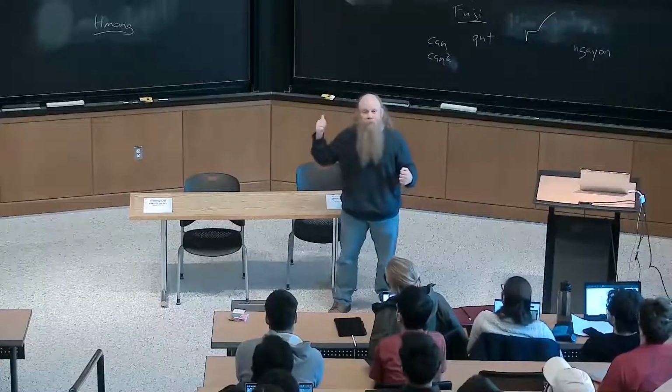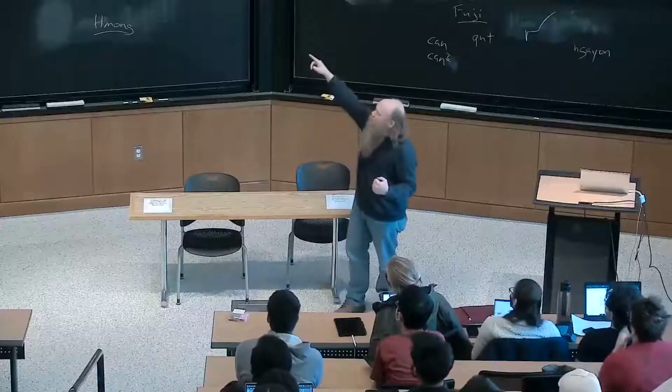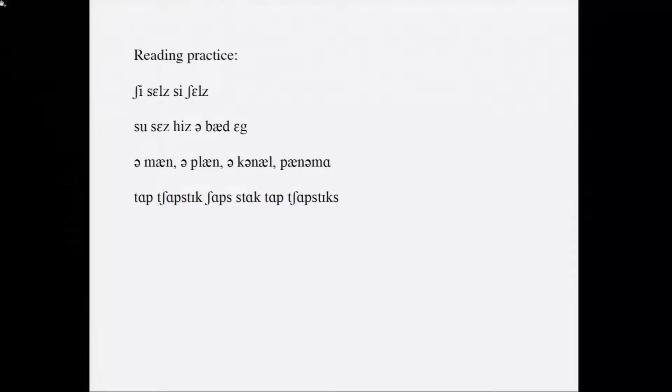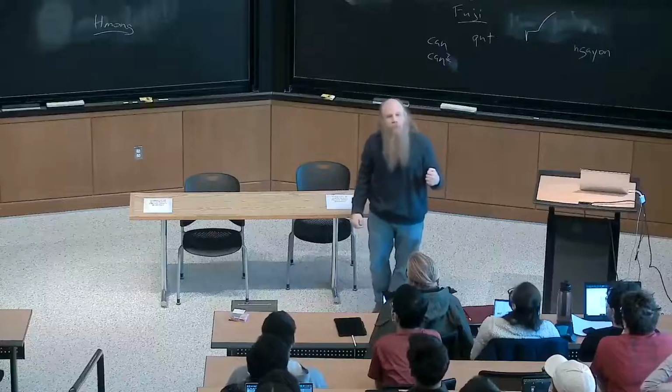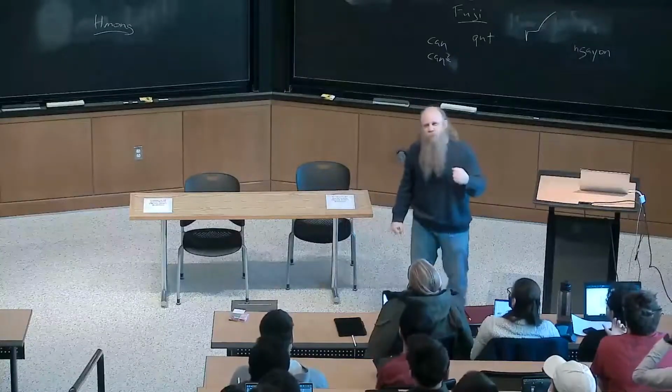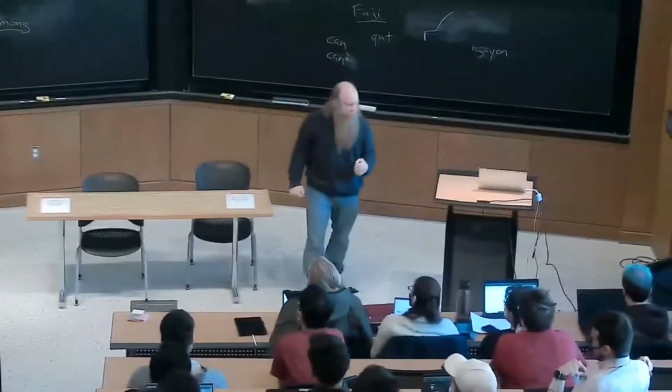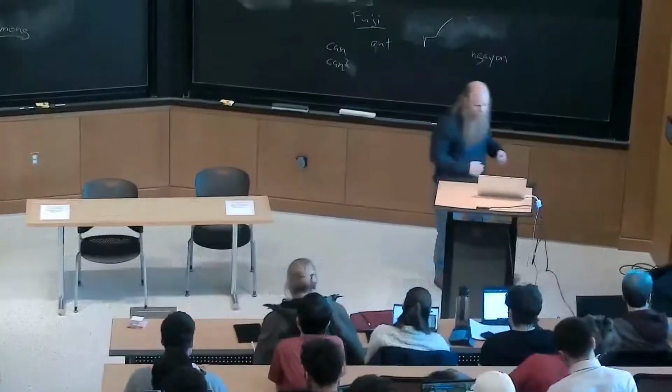Do you want me to read the rest of them? I'll do some more IPA. Okay, so what's the second one? Sue says he's a bad egg. You guys are good, fast learners. And what's the third one? Excellent. And what's the last one? Top chopstick shops stock top chopsticks. Got that from a book of tongue twisters. Okay, good. So let's leave it there, and we'll come back to this next time.